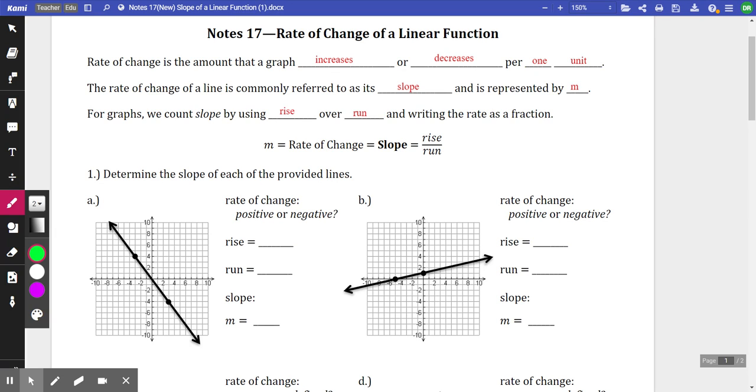So how much are you going to go up, and how much are you going to go down, and how much are you going to go left, and how much are you going to go to the right? That rate of change of a line is commonly referred to as its slope. Okay, and we use the letter M to represent slope.